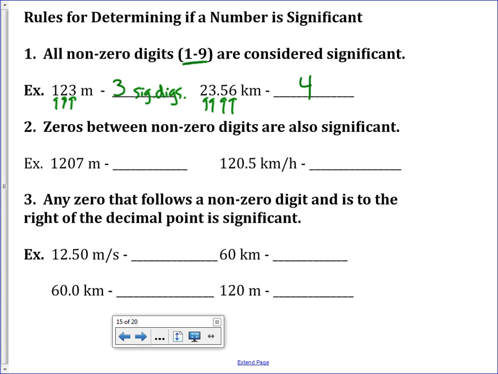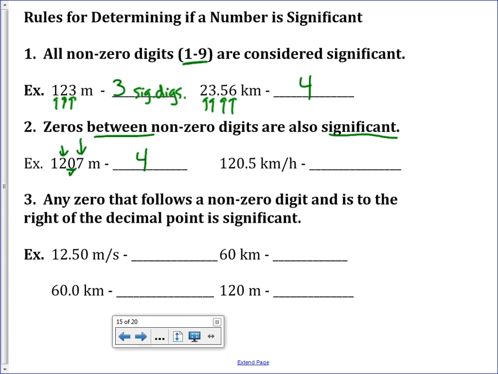The second rule for determining significant digits is that zeros between non-zero digits, we count these as being significant. So in the following example, where we have 1,207 meters, because this 0 falls in between two non-zero numbers, this 0 is going to be counted as significant. So in this number, we have a total of 4 significant digits.